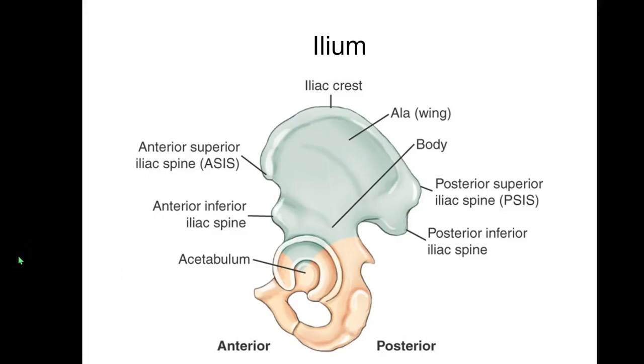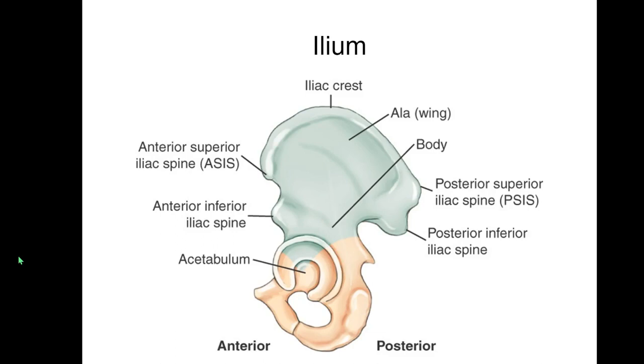Hello and welcome to part 2 of the femur and pelvic girdle anatomy. And in this lecture, we're going to discuss the specific parts of each hip bone. Remember, each hip bone is comprised of 3 separate bones that fuse in our mid-teens: the ilium, the ischium, and the pubis. So we're going to start by talking about the ilium.